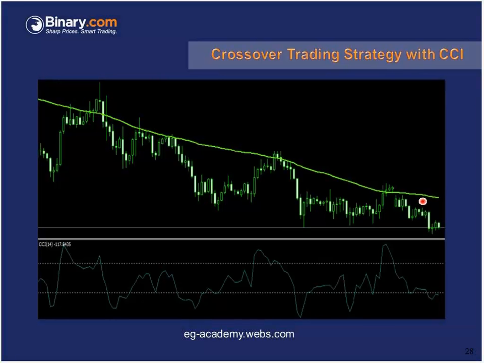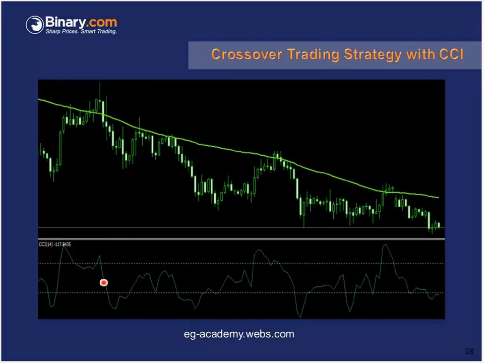This candle touched and closed above, so we are waiting till it closes below SMA period 60. Then we will look at CCI 14. If it's between 100 and minus 100, these two lines, so we will enter or make an option.